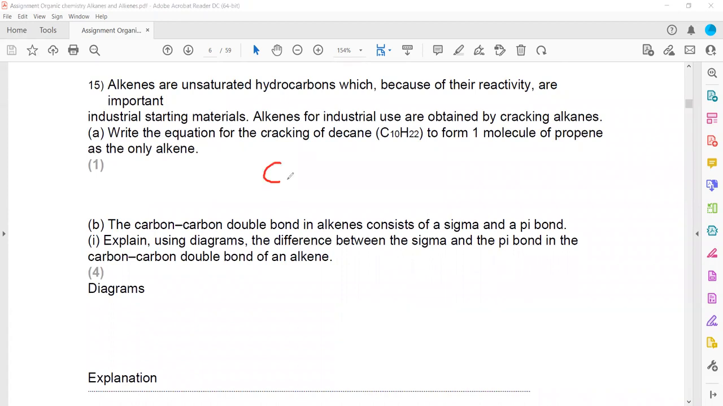So C10H22 cracks to give propene. Prop means C3H6, plus the remaining. Out of 10 carbons, 3 are there, so C7 will be there. And out of 22 hydrogens, 6 are there, so we'll have C7H16, because one is an alkane and the other one should be an alkene. So this is a cracking equation for decane.